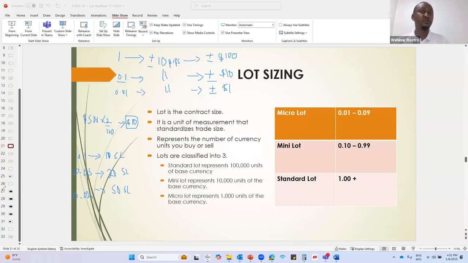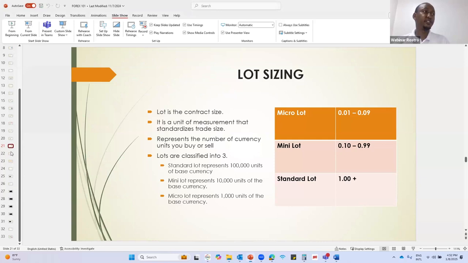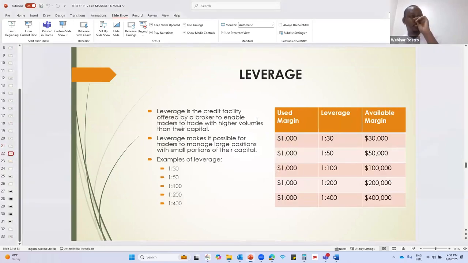So then we move on to the leverage. When you talk about leverage, it is a double-edged sword. It cuts on both sides. The higher the leverage, the higher the risk, or the higher the rewards, all right? By definition, leverage is the credit facility offered by a broker to enable traders to trade with higher volumes than their capital.